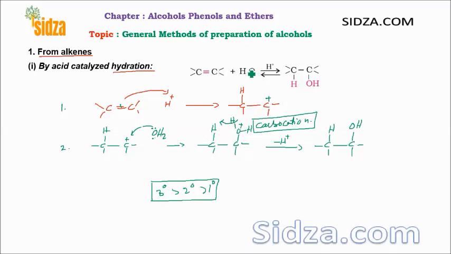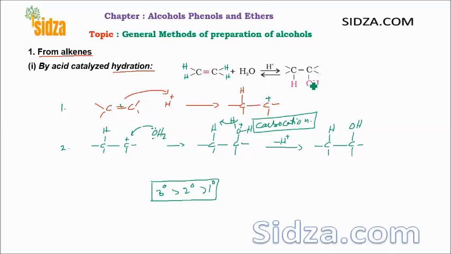Now what if we have an asymmetrical alkene? An asymmetrical alkene is one where the groups attached to the two carbon atoms are different. Suppose you have hydrogens on both carbons, this is ethene, a symmetrical alkene. For symmetrical alkenes there is only one possibility of a product. You only get ethanol: CH3 on this carbon and CH2OH on the other. So you get one product only.